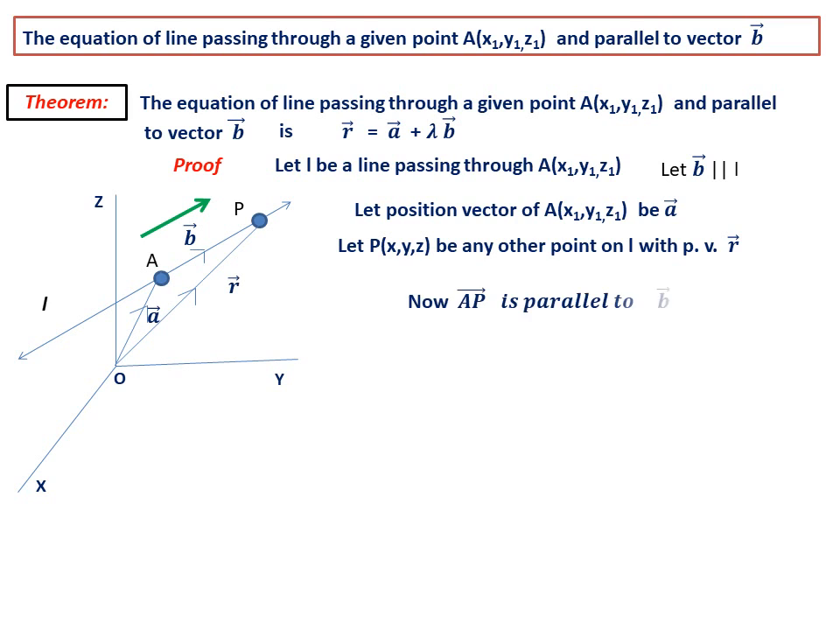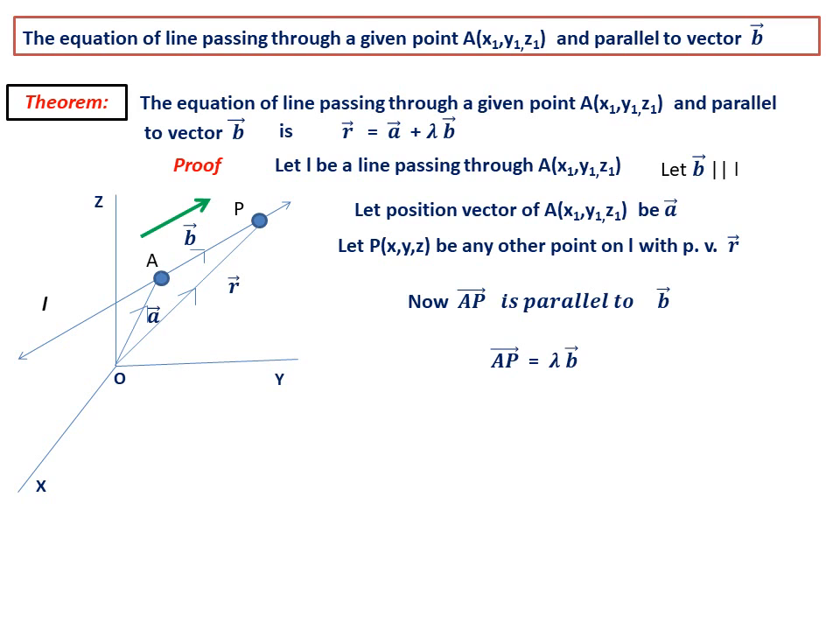Now look here, AP is parallel to B. It's very clear because vector B is parallel to the line. A and P are two points on the same line, and we have joined OA and OP, and we have also assumed that A is the position vector of A, R is the position vector of P. Therefore now we can definitely find vector AP, and AP is parallel to the given vector B. So this is the thing.